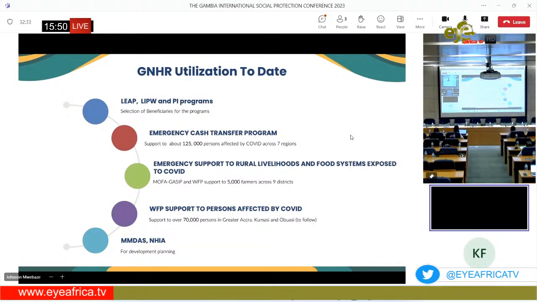It has been used again by WFP. It supports persons affected with COVID. It has been used by NHIA, a national insurance scheme that provides, I think, insurance to the non-poor. It has also been used by other stakeholders that have come to GNHR to use the data. I haven't captured that in the slide, but maybe I'll update that as well.